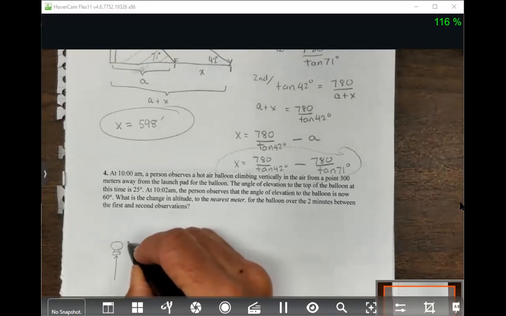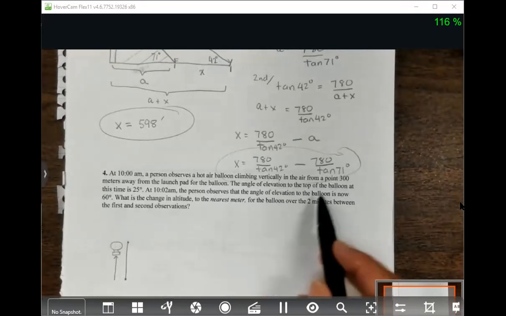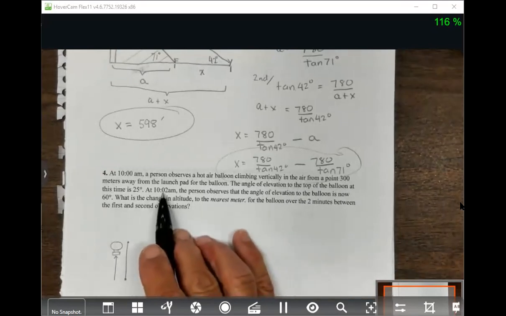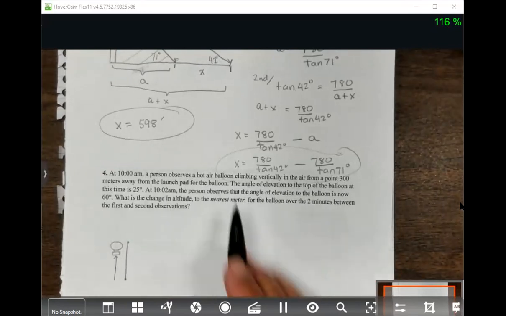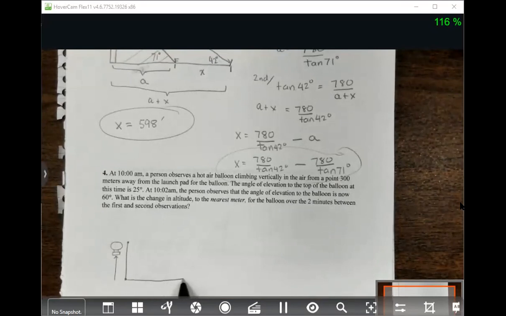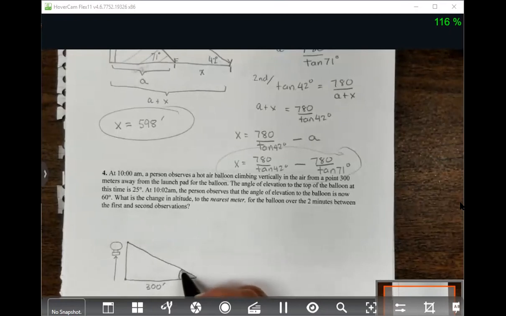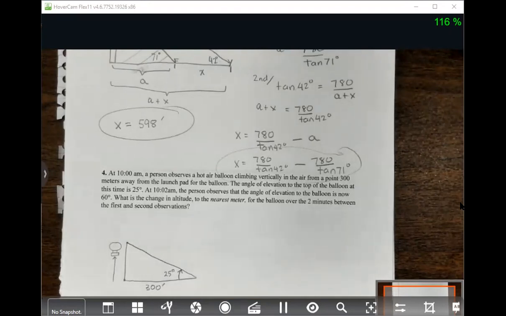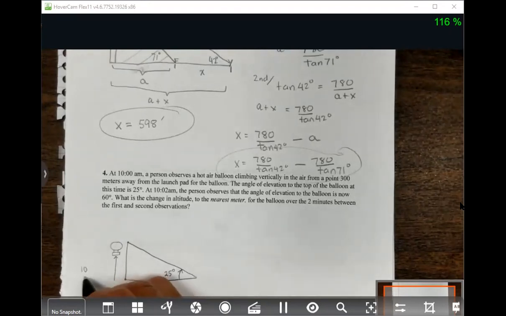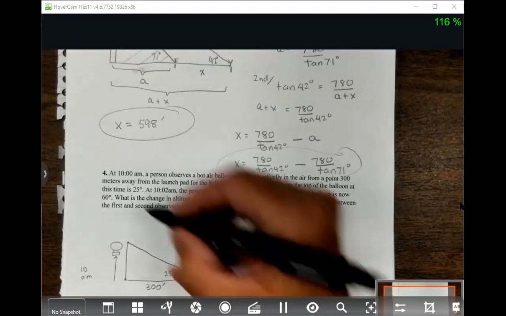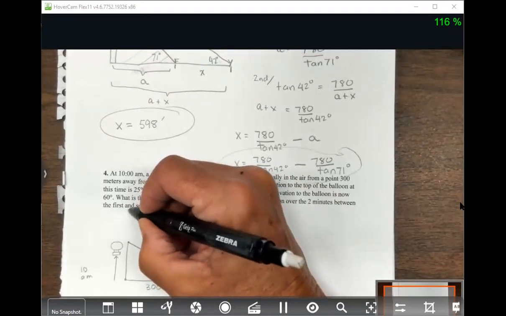So from here to here at 10 a.m. is, don't know. But I do know that this person is 300 meters away, and that the angle of elevation at that time is 25 degrees. So that's from the horizontal to the top. That's at 10 a.m. Two minutes later, let's put the balloon right here.